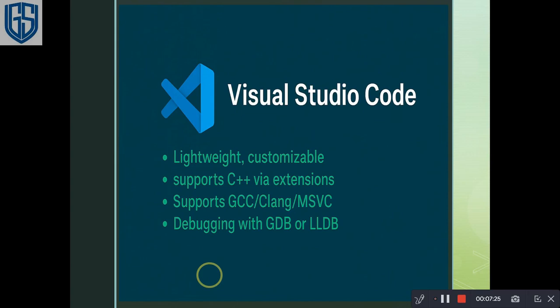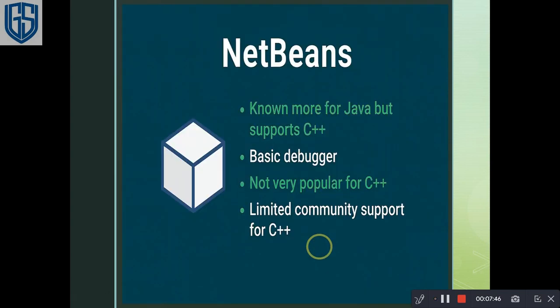And coming to Visual Studio Code, it is lightweight, customizable, and supports C++. We need to install extensions for supporting C++, and it also supports compilers like GCC, Clang, and MSVC. Debugging can be done using GDB, or we can also use LLDB for debugging.